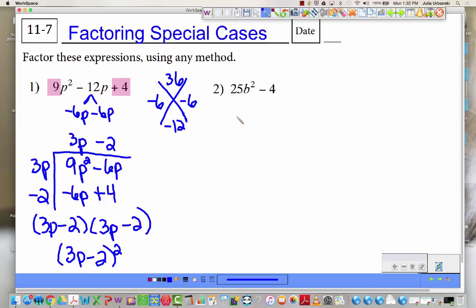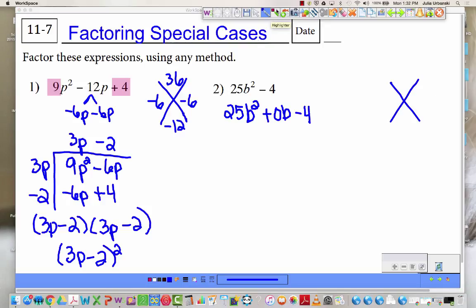If you look at this one, though, there's something weird about it. There's only 2 terms. And what's happening is the middle term is really a 0. 0b, and then you have minus 4. So when you make your x's for this one, the first is 25, the last is negative 4, that makes negative 100, and then the middle term is really a 0. So the two numbers are 10 and negative 10. It doesn't matter which one you put first. Negative 10 times 10 is negative 100. Negative 10 plus 10 is 0.